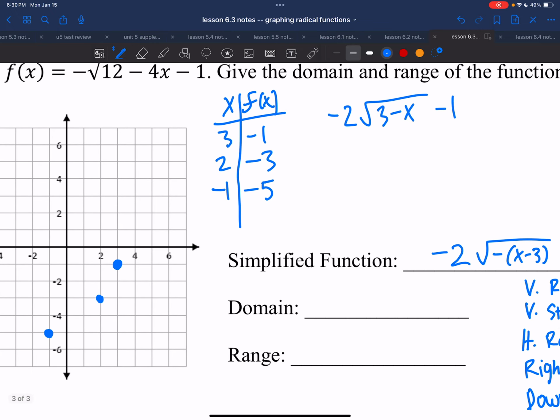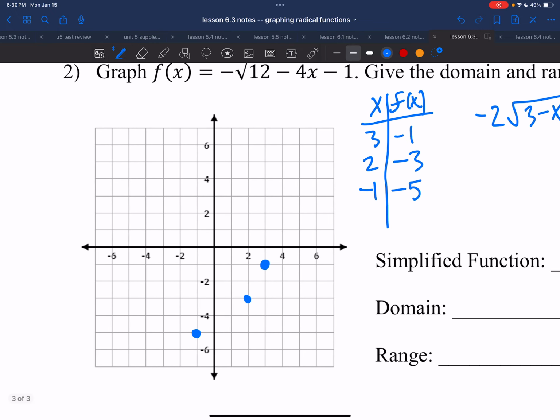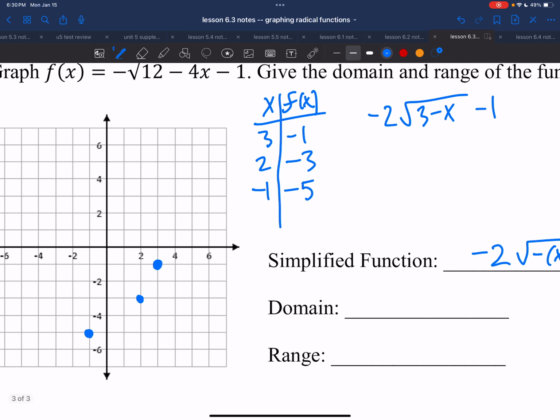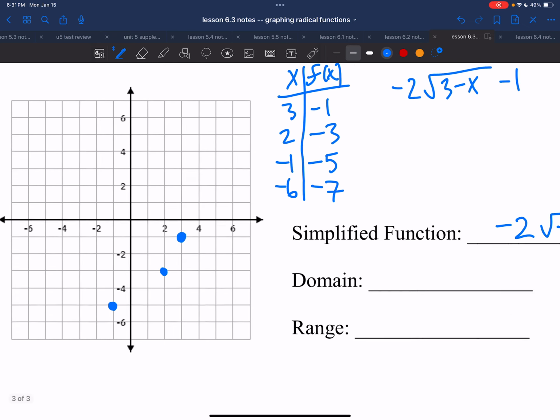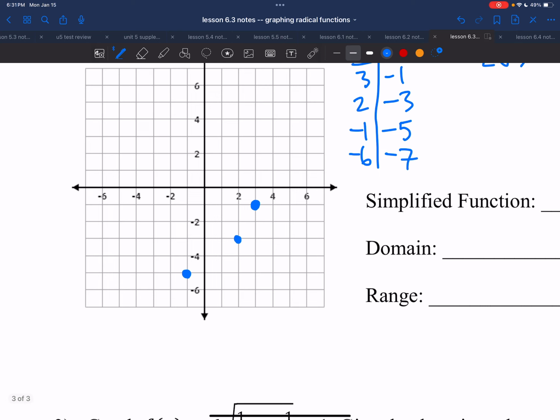Can I get any more? Well, we could plug in negative 6. That is 9. Double 3 is 6. Minus 1 is negative 7. Is that right? 3 minus negative 6, that's positive 9. Square root of 9 is 3. 3 times negative 2 is negative 6. Minus 1. Okay, yeah, it's negative 7. So negative 6, negative 7.